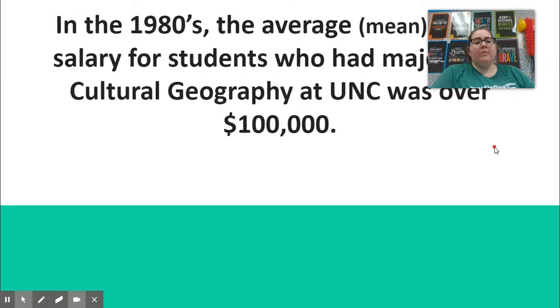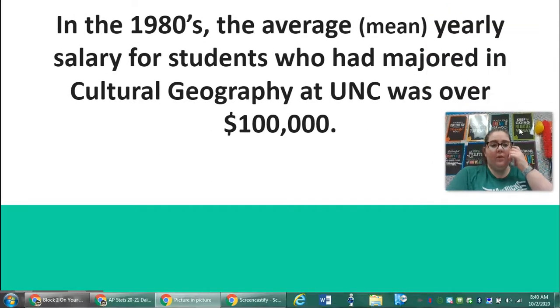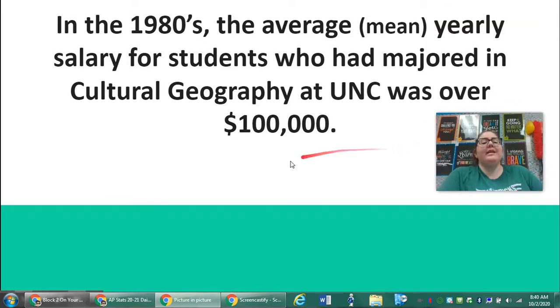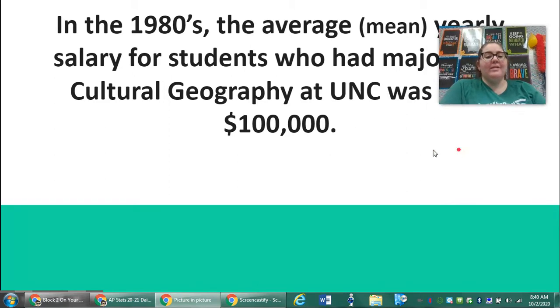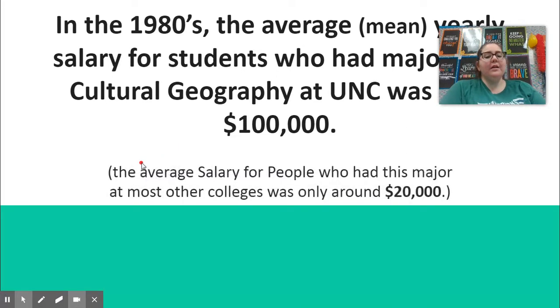Okay. Just as a quick example, in the 1980s, the average yearly salary for students who had majored in cultural geography at UNC was over $100,000. That was the average. So then everyone's like, ooh, maybe I should major in cultural geography at UNC because apparently I can make a lot of money. But let's look at a quick graph. Just to compare, the average salary for that major at most other colleges was only around $20,000. So something fancy is happening at UNC.